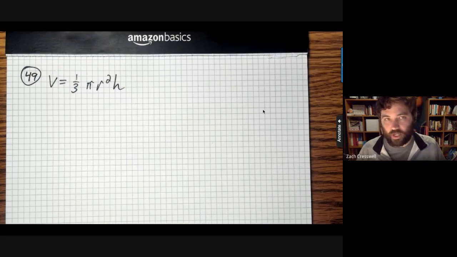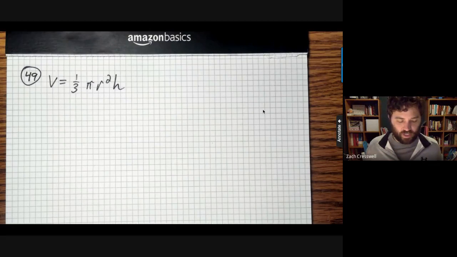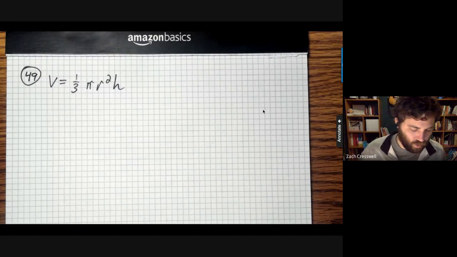So again, we're in this situation where I've got an equation that I'm trying to optimize, but there are too many variables. So we need to eliminate one. What we're going to do to eliminate one is notice that there are similar triangles within these cones.